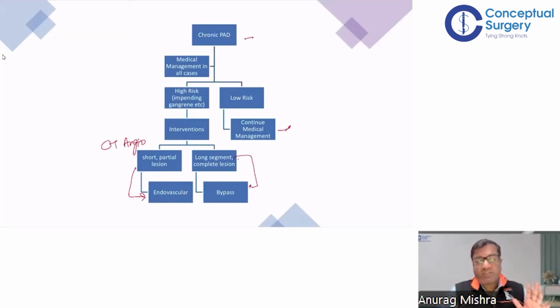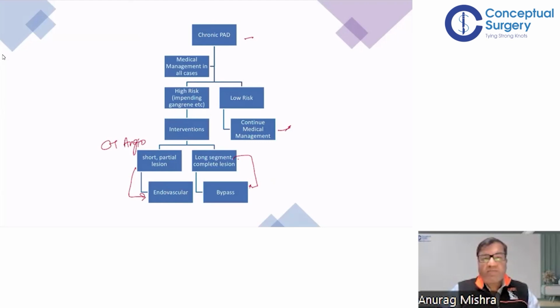So this is the main dictum which we follow. This is, I think, the rule everywhere in whatever strictures you see, in bowel, in urethra, everywhere, that if it's a short and partial lesion, we go for endoluminal procedures. If it's a long segment or multiple, then go ahead. Then we cannot do any other thing.